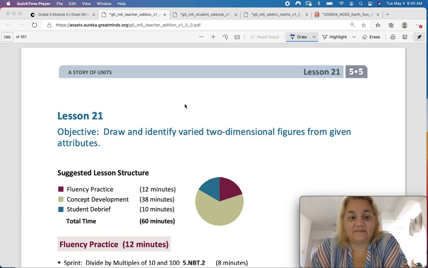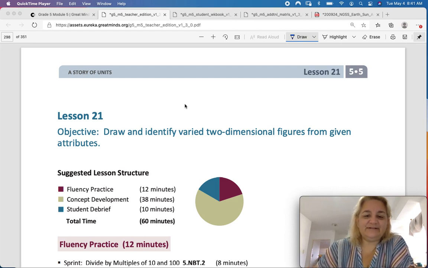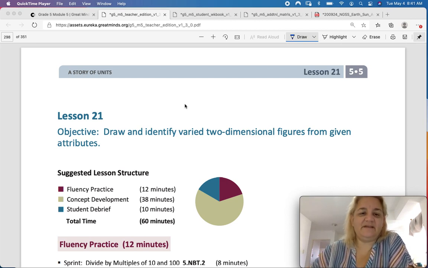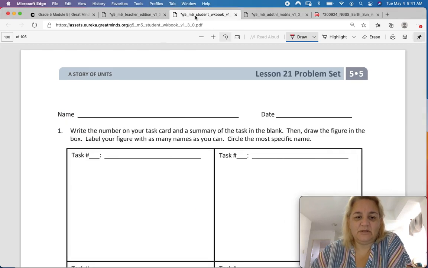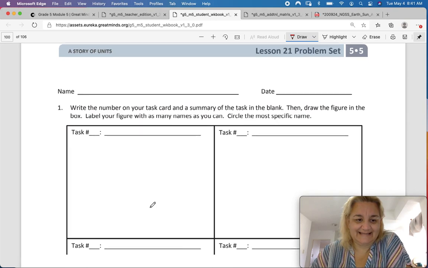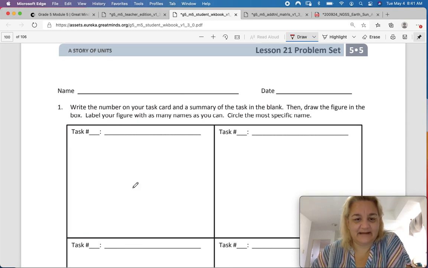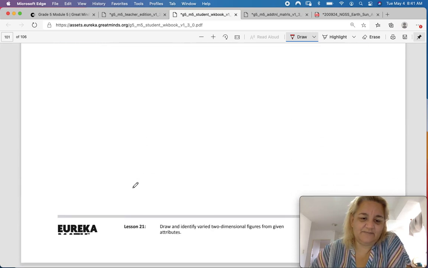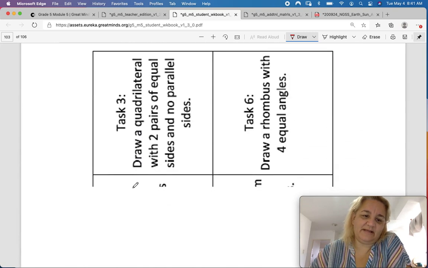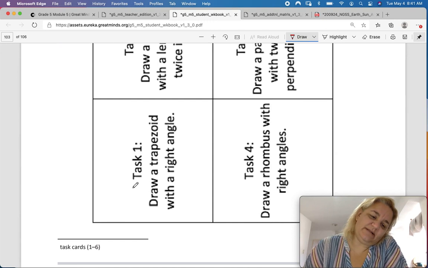You could even make some flashcards. That would be a really great way to study. Okay, our objective today is to draw and identify varied two-dimensional figures from given attributes. Okay, so your Lesson 21 problem set looks like this, and it says task, and then it has blanks here. What you're going to do is find the task cards, and mine are sideways and upside down.